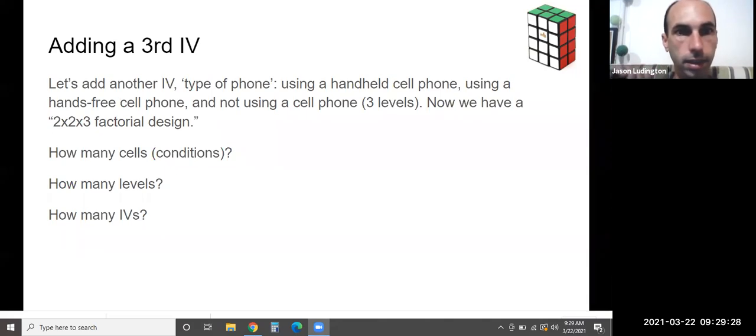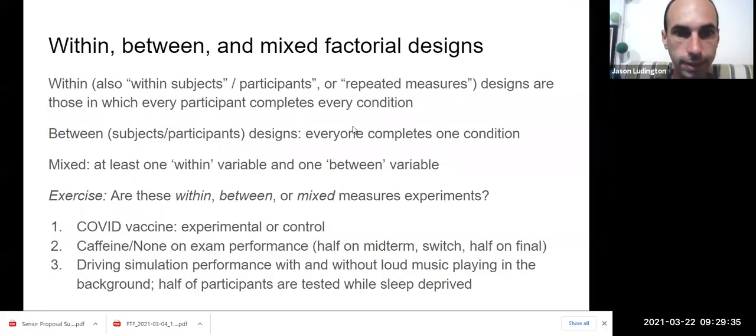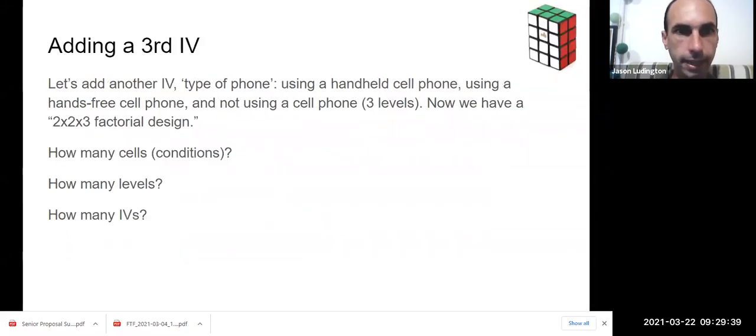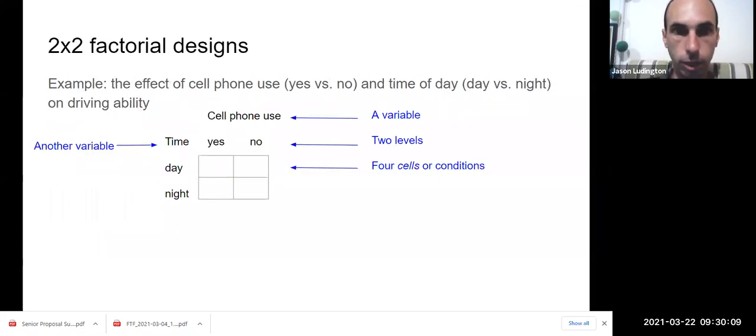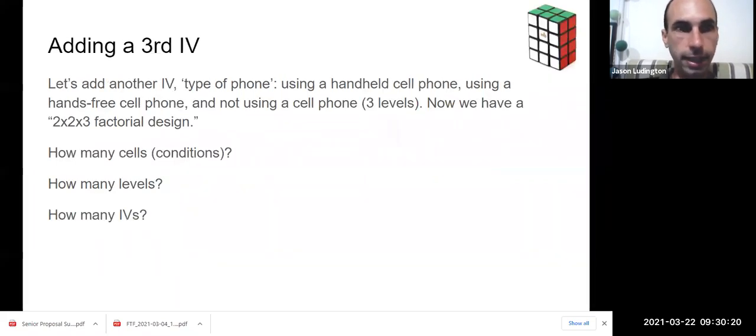Well, let's go back to the previous slide. Cell phone, time of day, type of phone. So those 3 IVs are represented with the 2, the 2, and the 3. So each of those numbers in that multiplication is an independent variable, and each number represents the number of levels of that independent variable. So how many cells would you expect? Now, when I say cell, I mean boxes in the grid. Notice the grid in this previous slide. Each box in the grid is a cell, which is a condition. So how many cells would we have in this condition?